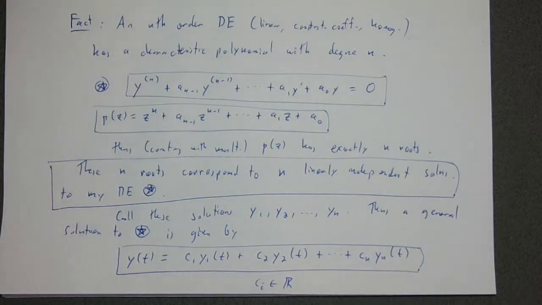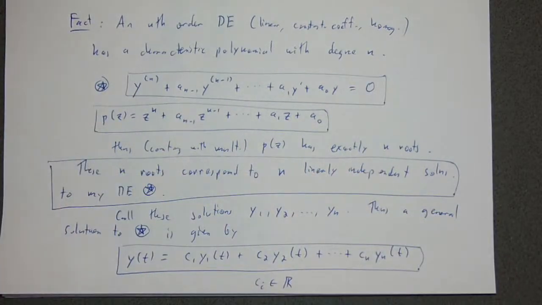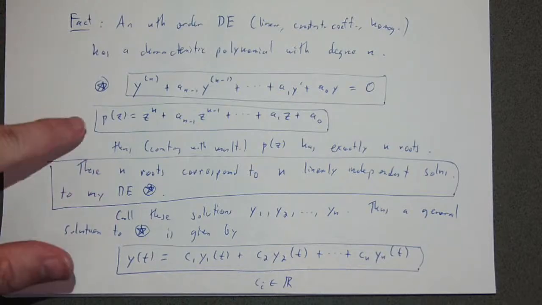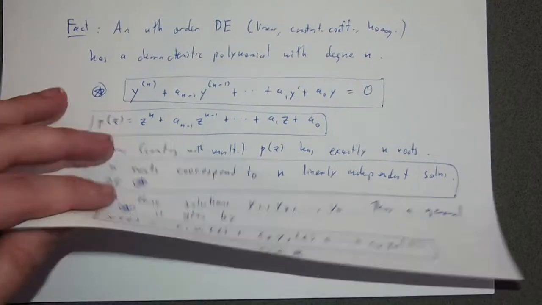Okay. Now, we've already seen this in some form. I've already mentioned that this is exactly how this works. But this is saying, more explicitly, that if my goal is to find a general solution to star, then that is achieved by first finding the roots and the multiplicities of each root of the characteristic polynomial, P of z. Then I need to understand the process that allows me to assign these solutions to those roots.